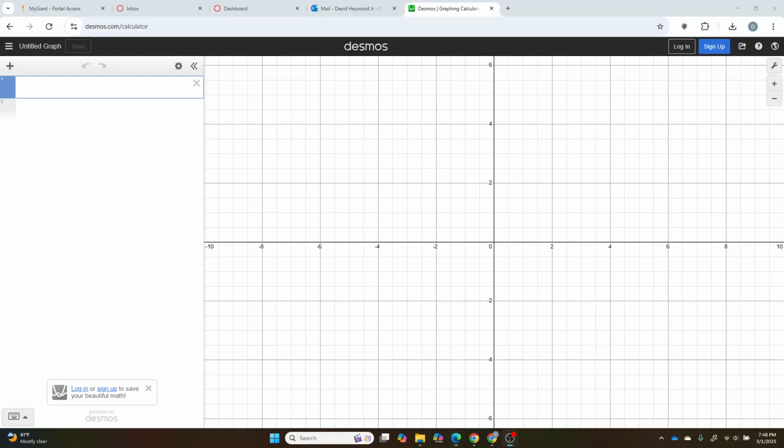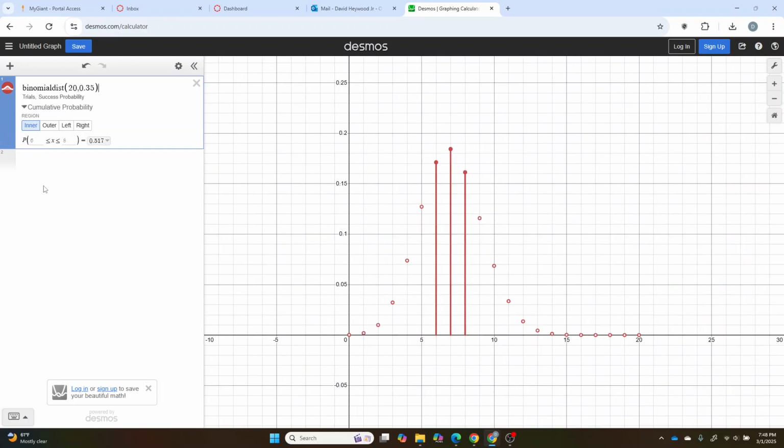And then, the way that we did it in class is we would write down the min and the max, but that's not even a thing anymore, right? So let's take a look at what this looks like in Desmos now. If you type in binomial dist 20, 0.35, this looks a little different, and it says cumulative probability. If you click on that, and by the way, you can still click the magnifying glass to zoom in on it.